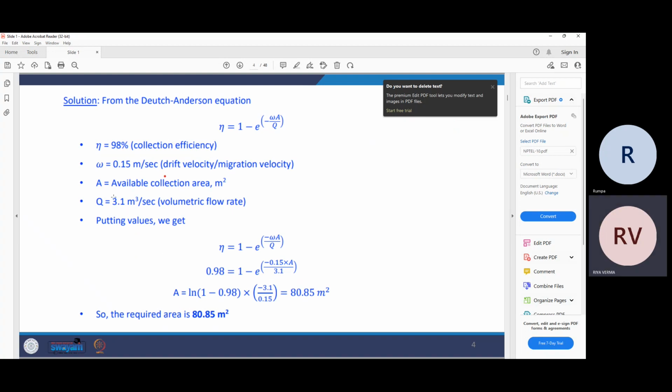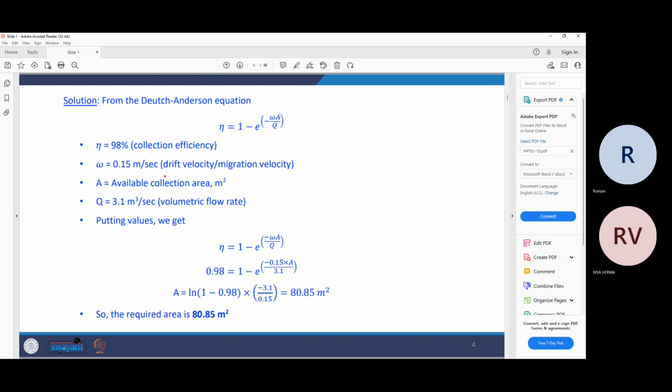What do we need to find? We need to find the available collection area of the plates, that is A. And the discharge Q is given as 3.1 meter cubes per second. So we need to find the value of A, and we have the values of eta, omega and Q, right? So in this equation we have three known values and one unknown. What we need to do is just put in the values. Now I will tell you how to do that. In this equation, put the value of eta as 98%. We can write this as 0.98, right?